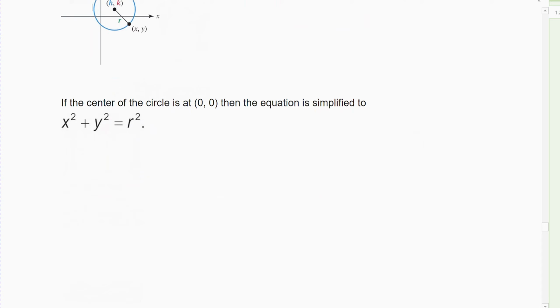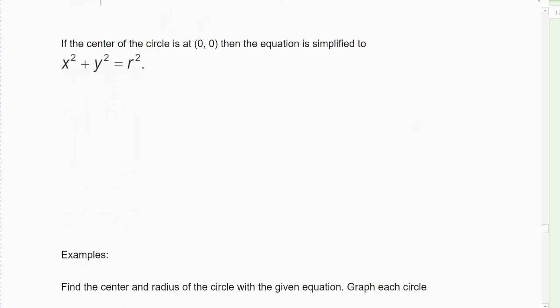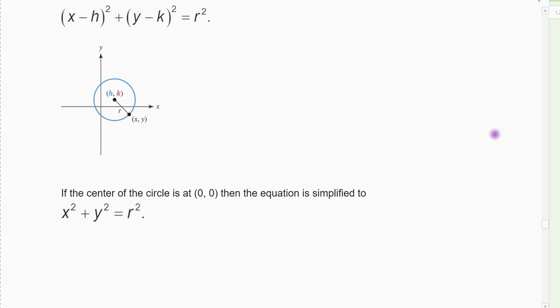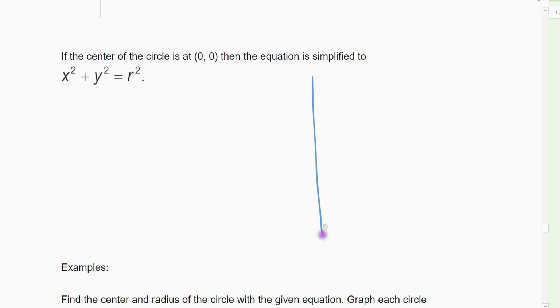For circles centered at the origin, the formula is a little more simplified. We like circles at the origin because it doesn't have the subtraction, because that would be subtracting 0. I'll draw the picture so you see what we mean by the center. There's my x-axis, there's my y-axis, and the center is at the origin, which is at (0, 0).